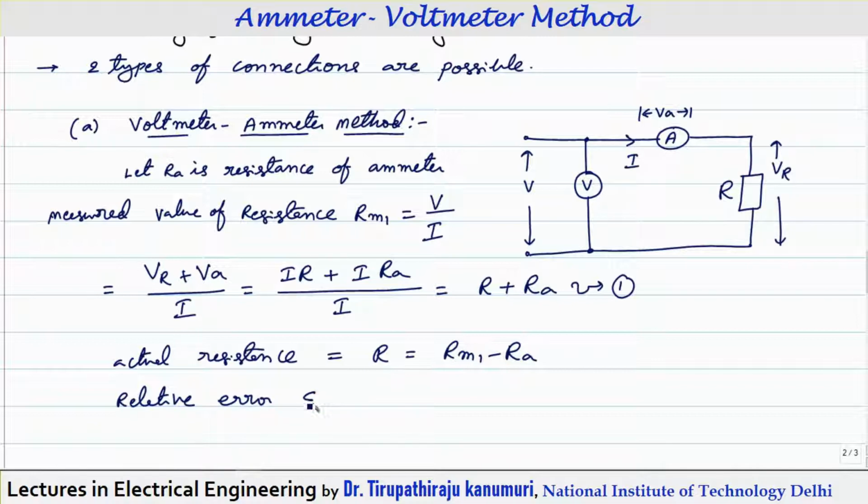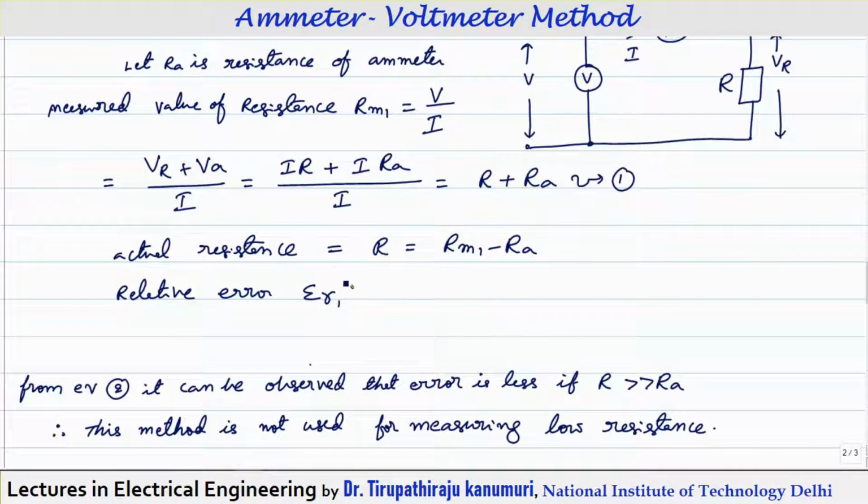So how much is the relative error that is introduced? Let us take it as epsilon R1, because we are taking the first case. The relative error will be equal to measured value minus true value divided by true value. Agree with me? So what is the measured value? Measured value is R plus Ra. This is R plus Ra minus R divided by R.